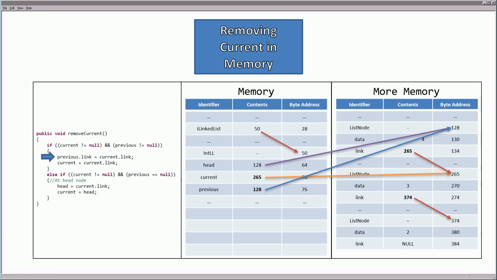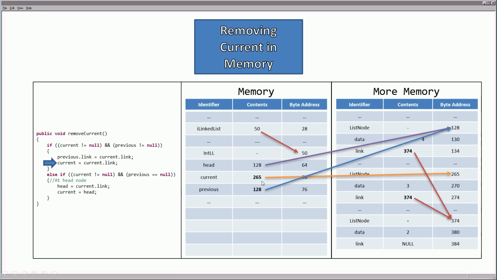We now assign what is currently at previous.link, this memory address right here, is equal to current.link. So what happens is previous.link is reassigned the value 374, which now refers to the object past where current is. Now we reassign current is equal to current.link.